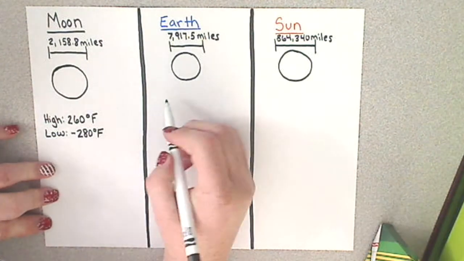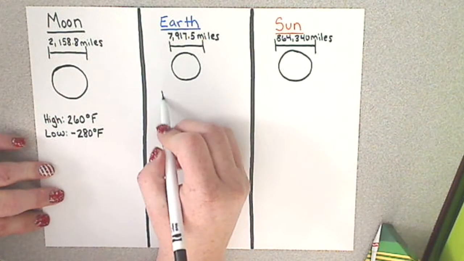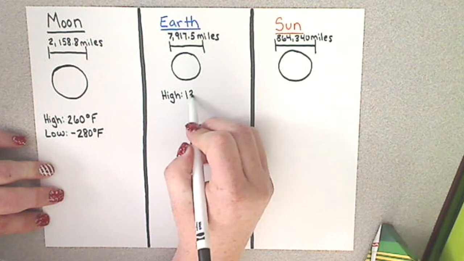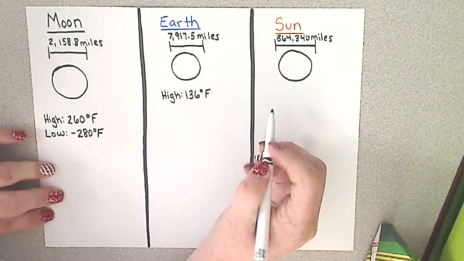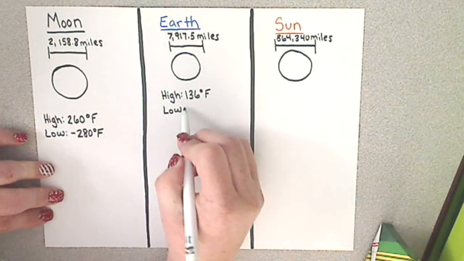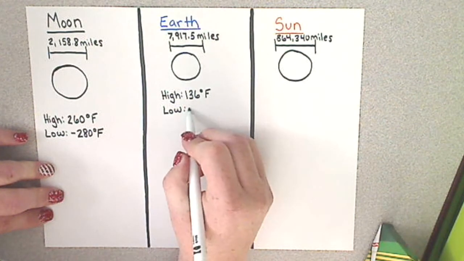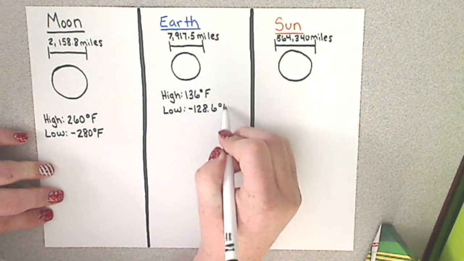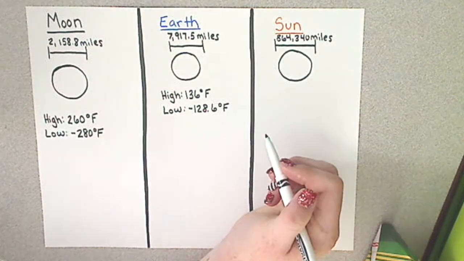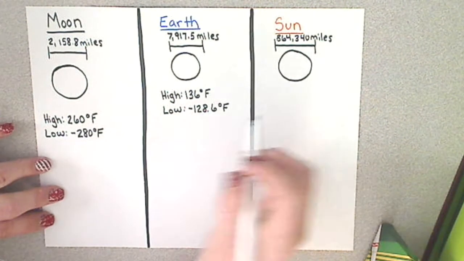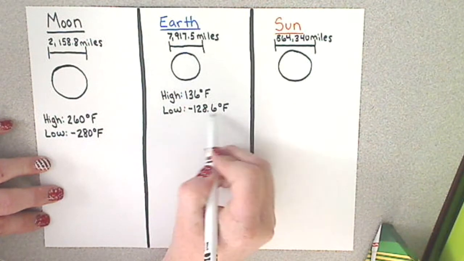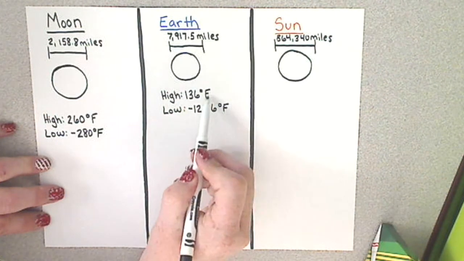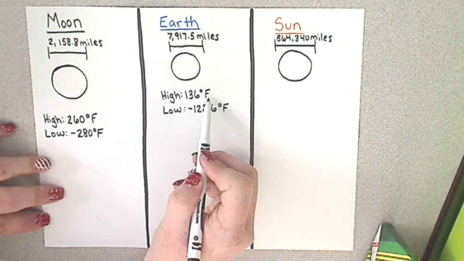So let's talk about Earth. The record high for temperature on Earth is 136 degrees Fahrenheit. The record low is negative 128.6 degrees Fahrenheit. Now you can imagine that this low was probably recorded in one of the poles, North Pole or South Pole. And the high was probably recorded in one of the deserts on the equator.